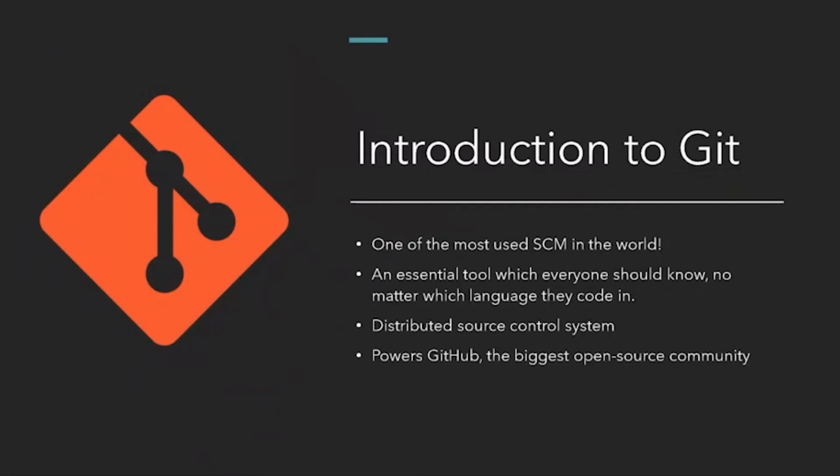Now let's get an introduction to Git. Git is a type of source control management software. It is one of the most used software in the world, and it doesn't matter what programming language you work on, maybe it's C++, C Sharp, or Java, or whatever kind of project you're working on. You need a software which helps you in controlling the source code, and this is an essential tool that every developer must know, right? And you must know that GitHub, which is one of the biggest websites right now for open source projects, is powered by Git.